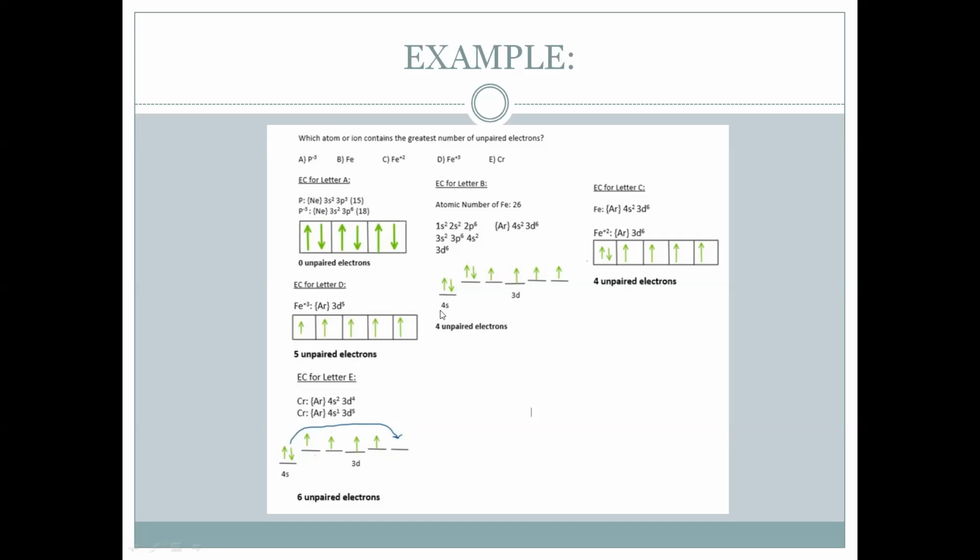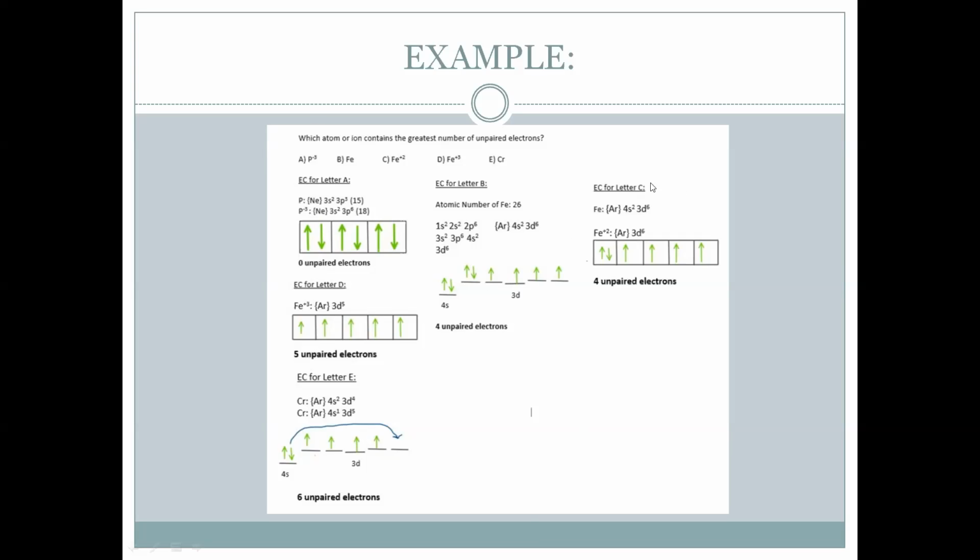Okay, so this is the 4s sublevel and the 3d sublevel. So as you can see, we have 4 unpaired electrons right here. Okay, so ganyan siya. Parallel spins muna, up arrows muna, and nilagyan niya na ng down arrow kasi nga meron pang isang remaining electron. Okay?